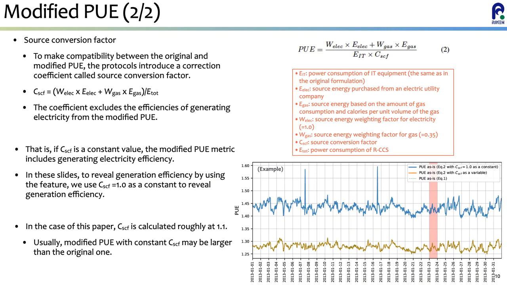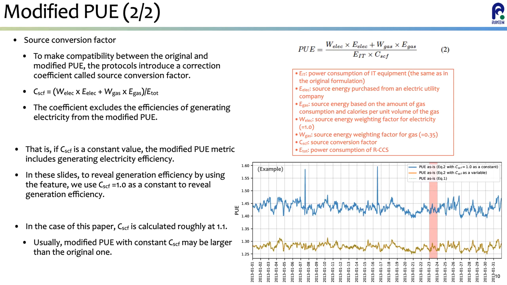According to the protocols, to make compatibility between the original PUE and modified PUE, the protocols introduce a correction coefficient called source conversion factor. The coefficient excludes the efficiencies of generating electricity from the modified PUE. In other words, the factor corrects the ratio of the weighting factor in the formula. As you can see in the figure, the original PUE and modified PUE are the same.